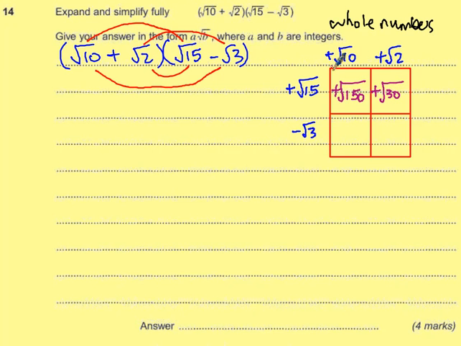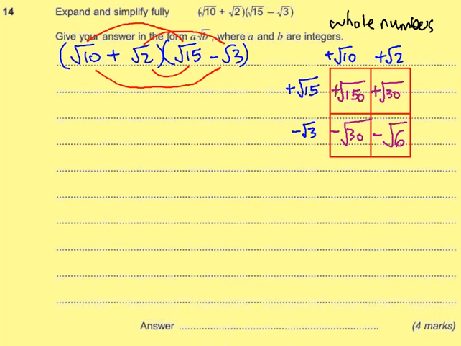Minus root 3 times by positive root 10 is going to give us a negative answer. And inside the square root, we're going to have 3 times 10 is 30. And finally, minus root 3 times positive root 2 is going to give us a negative answer. Inside the square root will be 3 times 2 is 6.